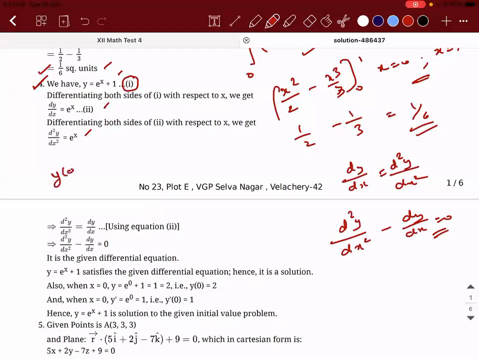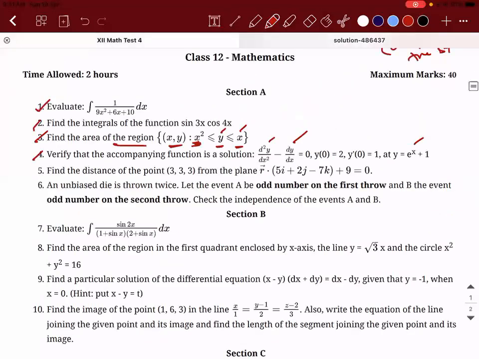Similarly, can you check y of 0? y of 0 is equal to e power 0 plus 1. So e power 0 is 1, 1 plus 1, 2. Similarly, what is y dash of 0? y dash of 0 is going to be e power 0, which is 1. So that also they asked us to check, and that is also getting satisfied. Right? Next. Find the distance of the point from the plane.